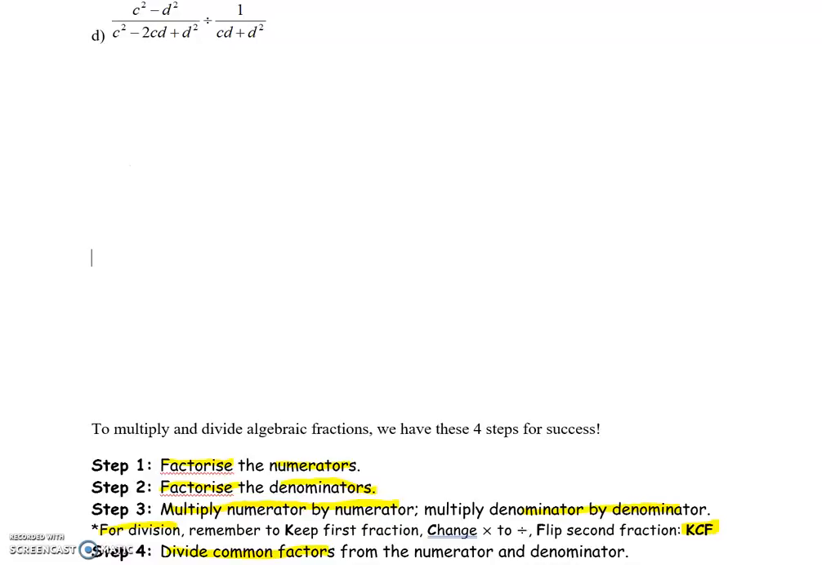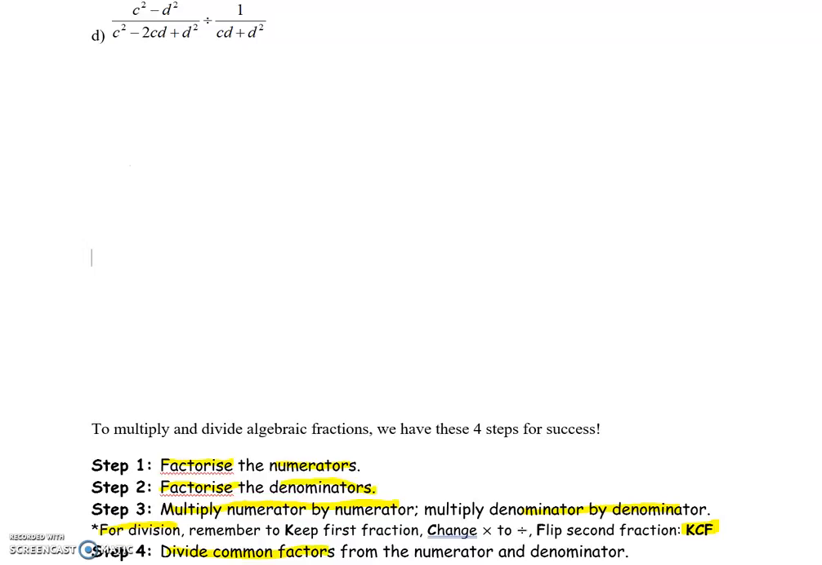Let us try this example from your worksheet chapter 6, page 2, question D. So we want to factorize (c squared minus d squared) over (c squared minus 2cd plus d squared) divided by 1 over (cd plus d squared). So using the 4 steps, let us first factorize the numerators.